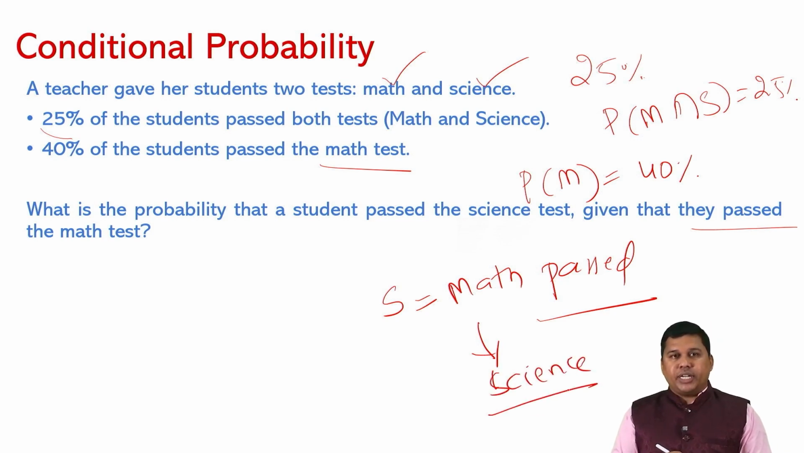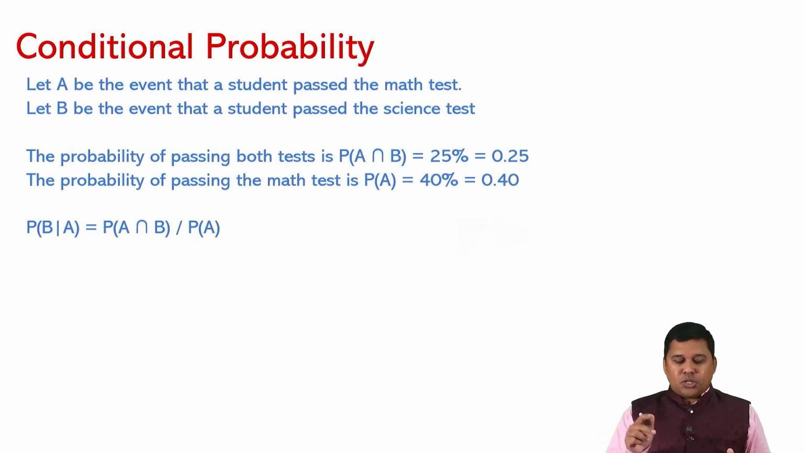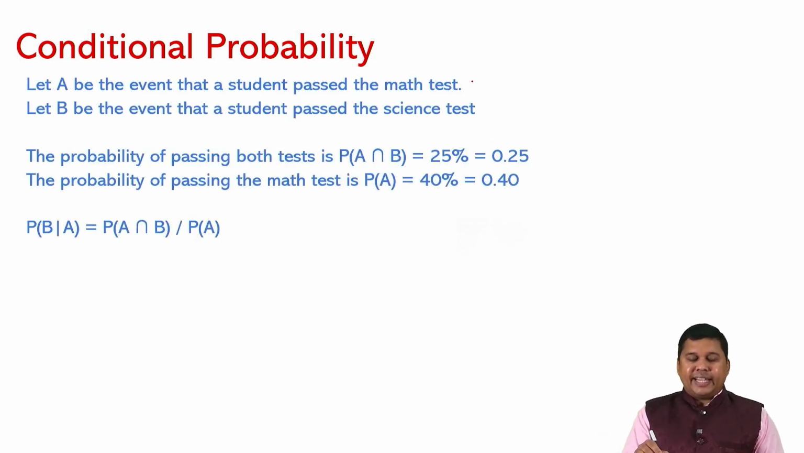This we are trying to find out. What is the probability that a student has passed the science test given he has already passed the math test? So, using this data we try to find out the probability. Let us see what I am trying to do. Let A be the event that the student passed math, and B be the event that the student passed the science test.